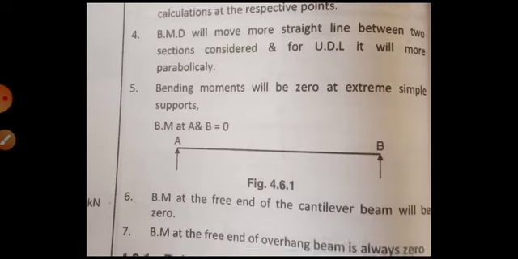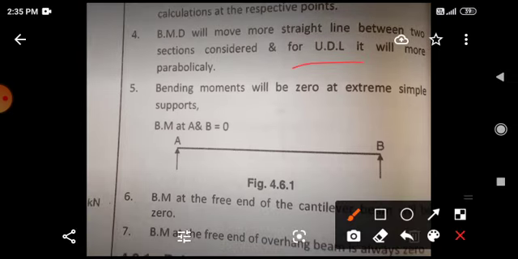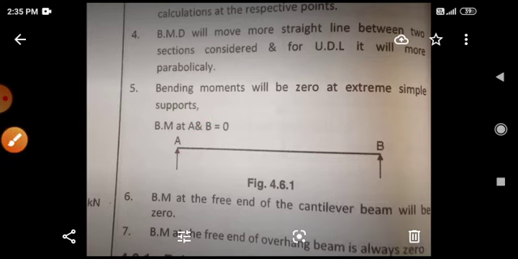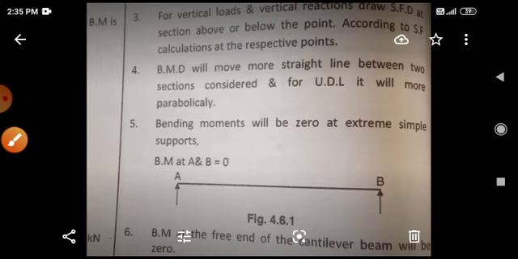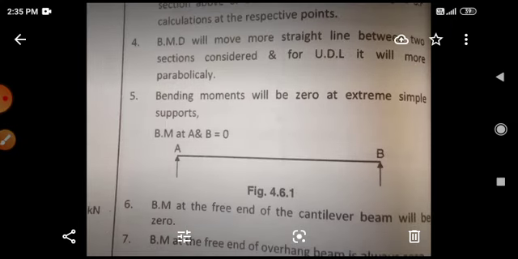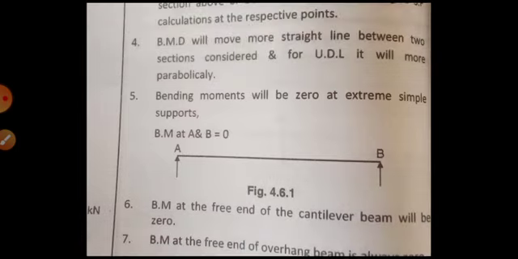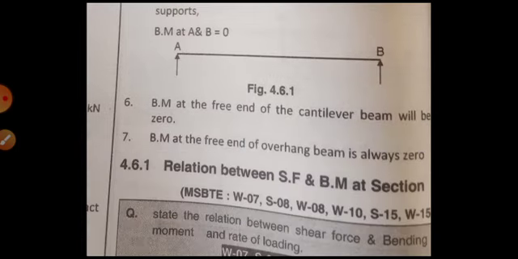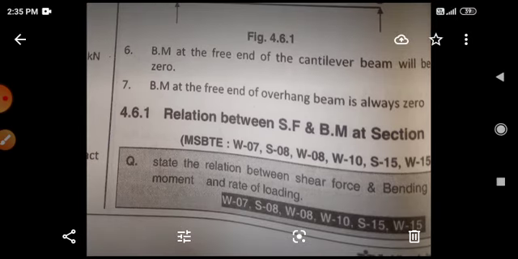Okay, if the UDL, uniformly distributed load, is there, in that case we have to draw the bending moment as a parabolic section. And bending moment will be 0 at the support. Bending moment at the free end of the cantilever beam is also 0, and bending moment at the free end of an overhanging beam is also 0.